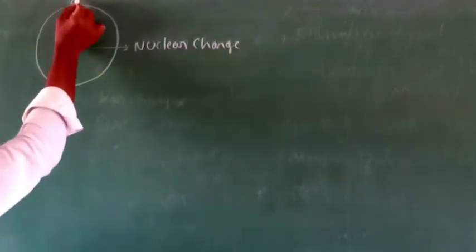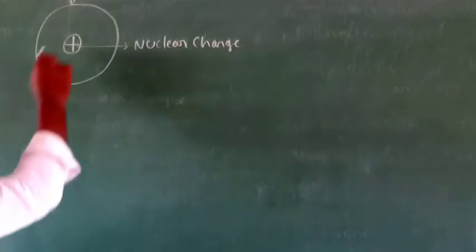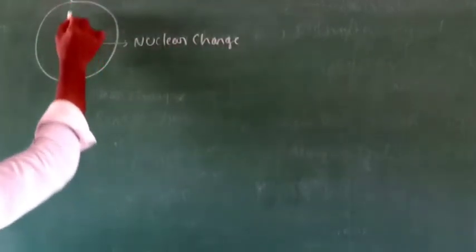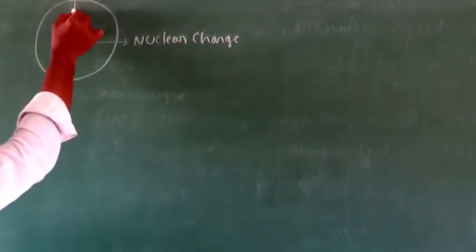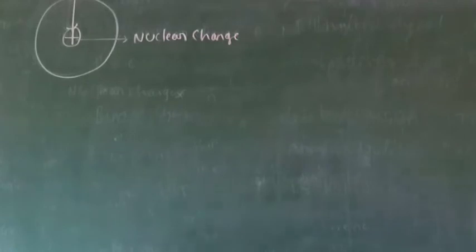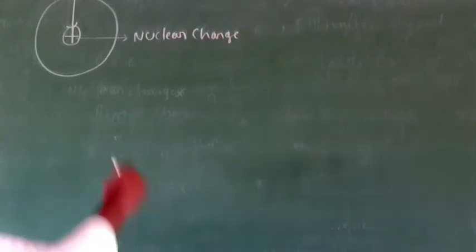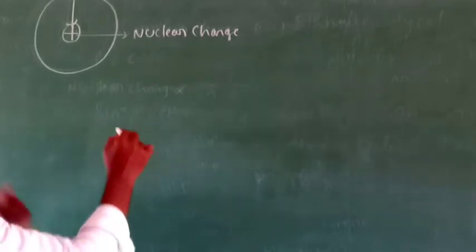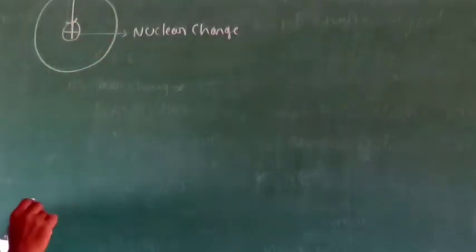And electrons revolve around the nucleus. Electrons have negative charge. Since these two are opposite charges, there will be a force of attraction between the nucleus and electrons. This force of attraction is also called nuclear force of attraction. This is also called centripetal force.